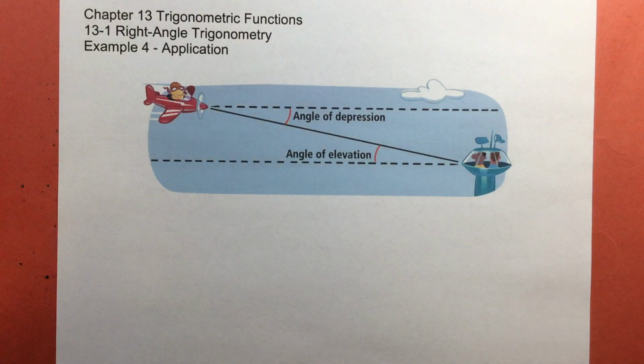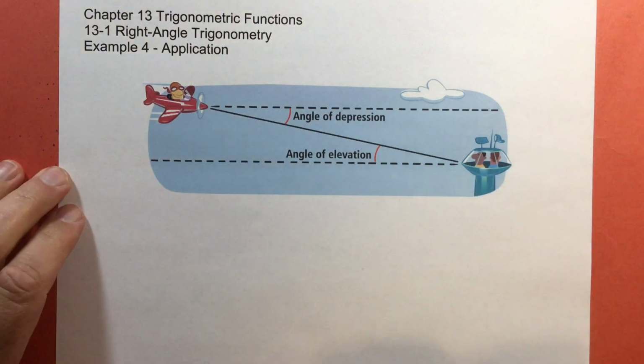Basically, an angle of elevation is when you look up at something, and an angle of depression is where you look down at something. It allows us, as I said in the previous video, to take indirect measurements if we have a couple of measurements already. The problems will be getting more complicated as we go all the way through Chapter 13, but we're going to start off with a couple of easy ones.